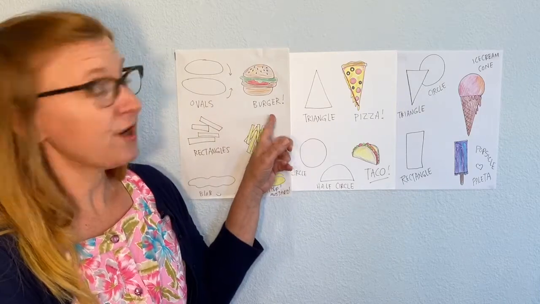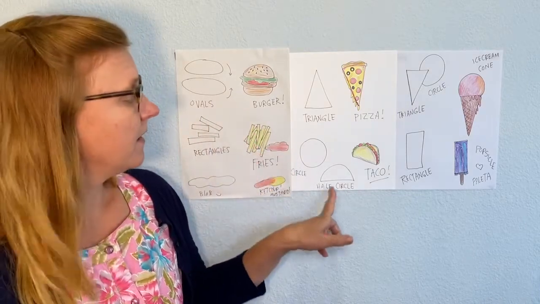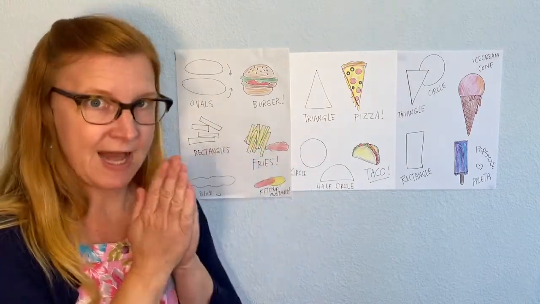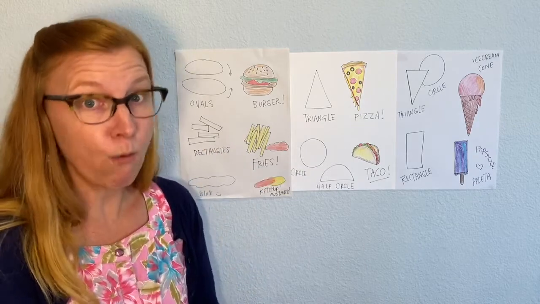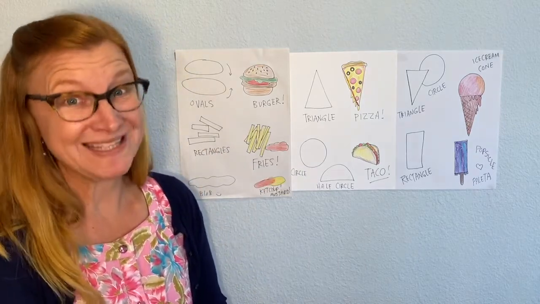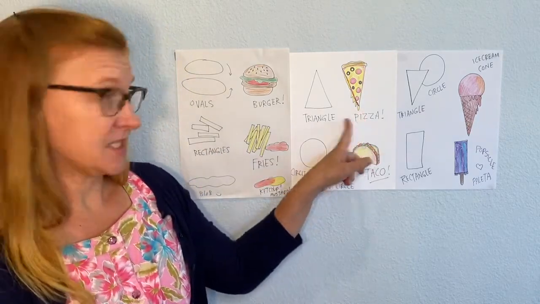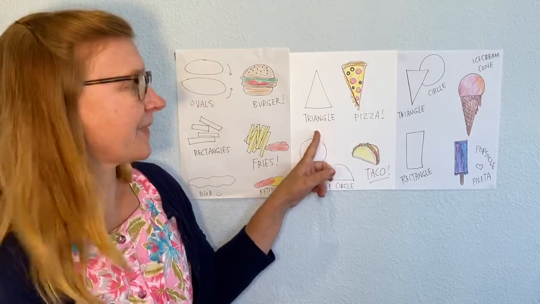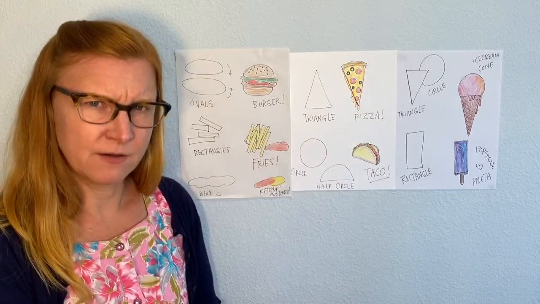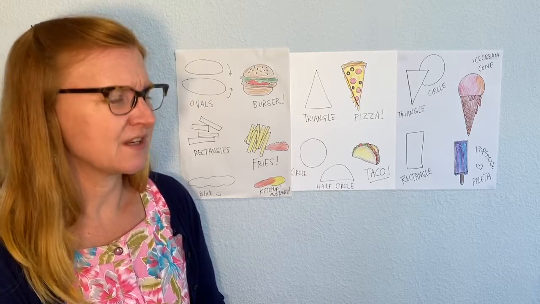You could make a burger out of ovals. A circle could be folded in half and then turned into a taco, or a circle could be a whole pizza. But a slice of pizza would be a triangle. What's your favorite flavor of pizza? Pizza is a good party food, isn't it?